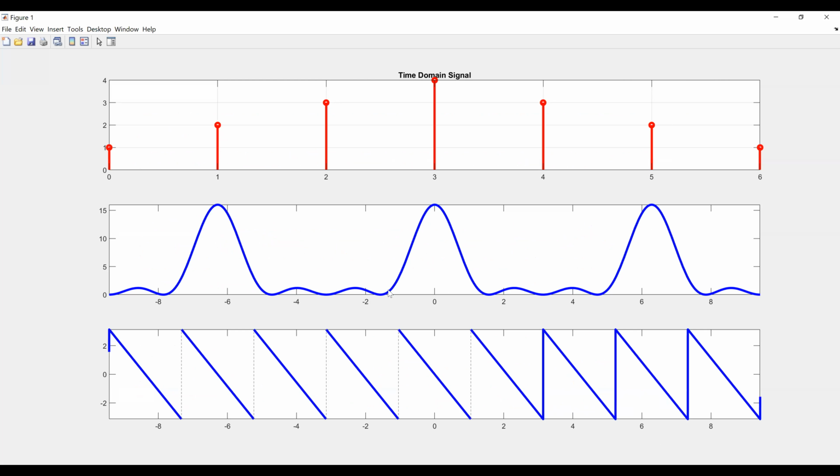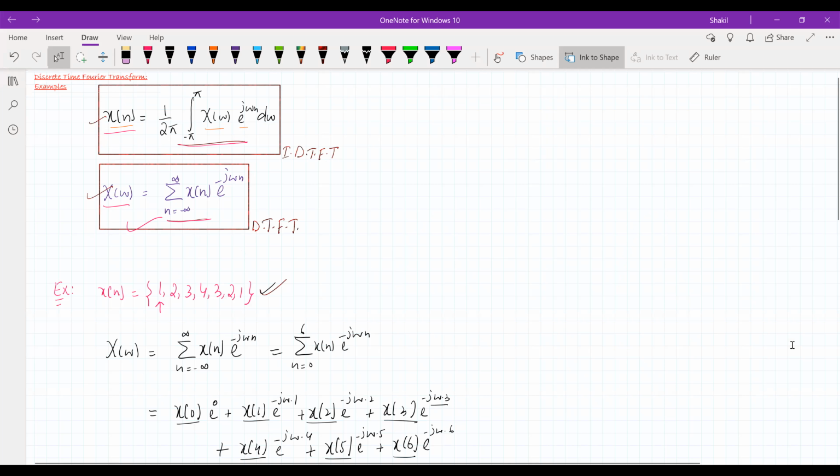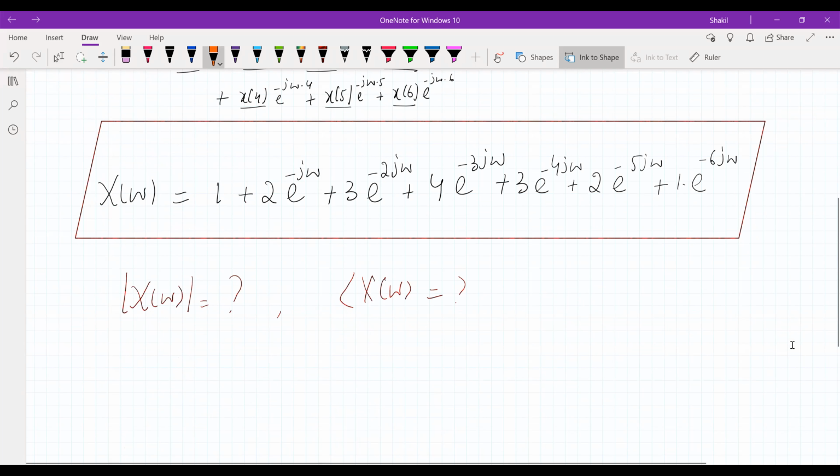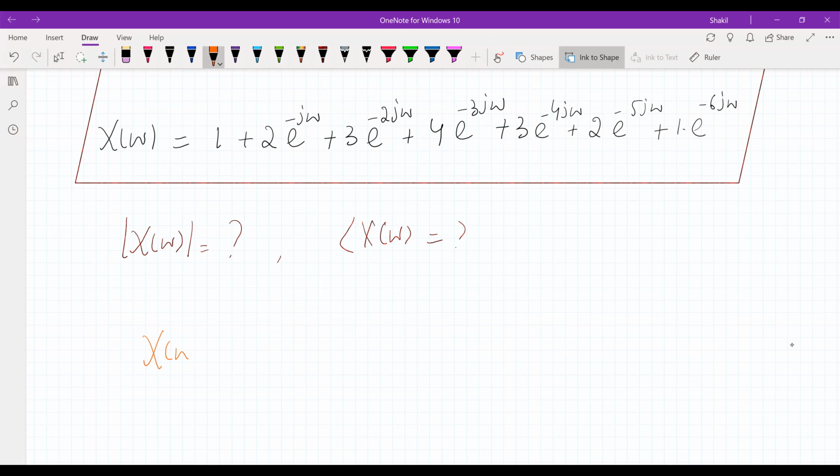You can see it's simply the repetition of the spectrum; the magnitude spectrum as well as the phase spectrum is repeated. Whatever value you have from minus pi to plus pi, the same spectrum gets repeated. Alright? I hope you understood. That's why, remember this, the discrete time Fourier transform is a periodic spectrum. The spectrum will repeat, and the period is 2 pi, or simply from minus pi to pi.